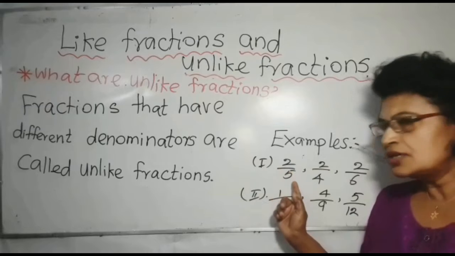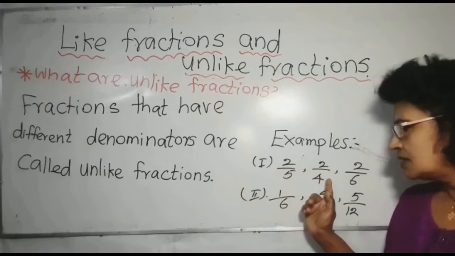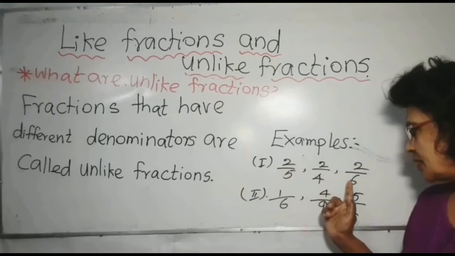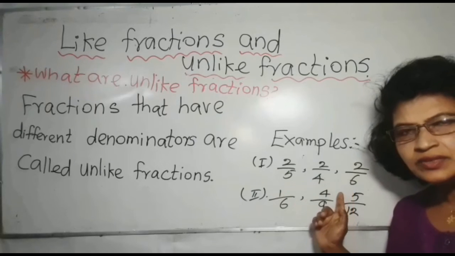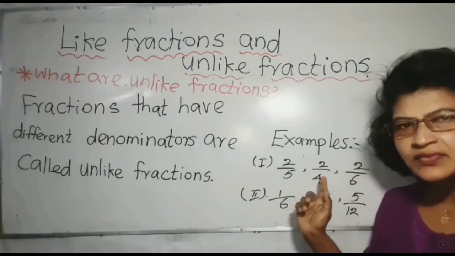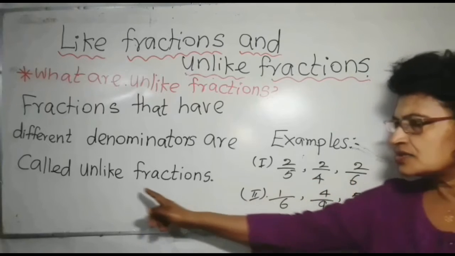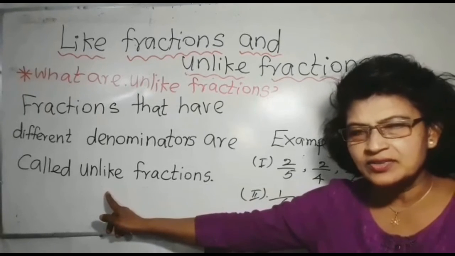First one, 2 over 5, 2 over 4 and 2 over 6. In these fractions, denominators are different, so these fractions are called unlike fractions.